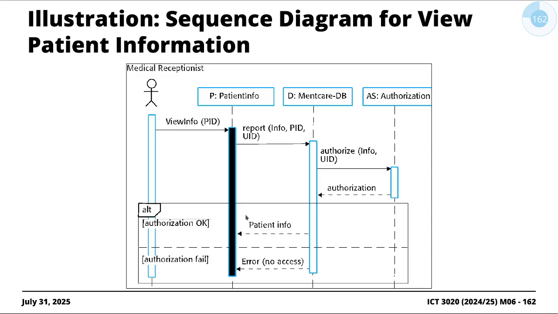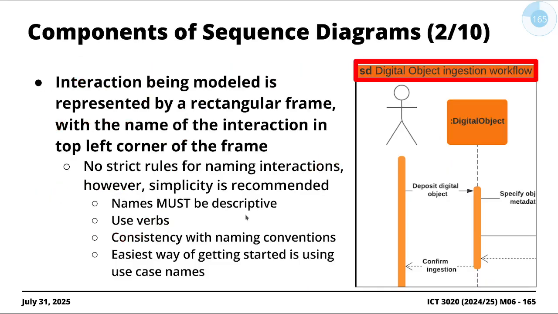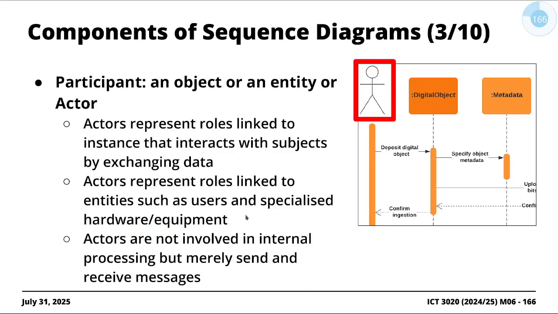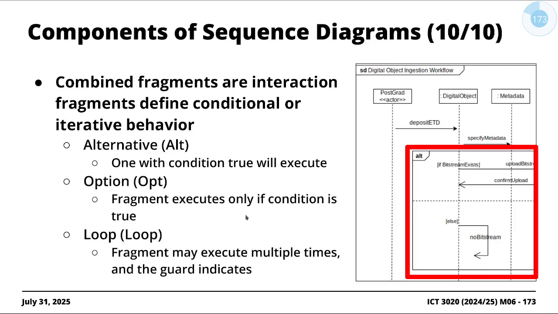I don't know if I have an example here. Wow, I don't have an example, but essentially, if you see this, no bitstream. It's originating from digital object and also terminating back to digital object. This is a self message.